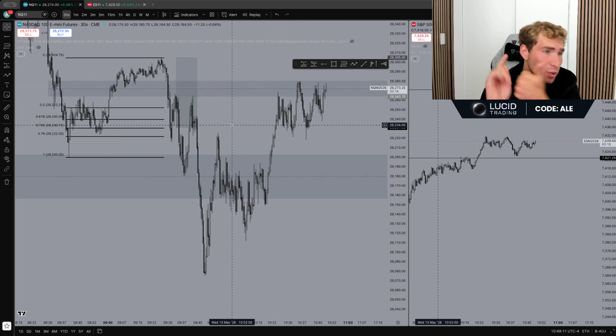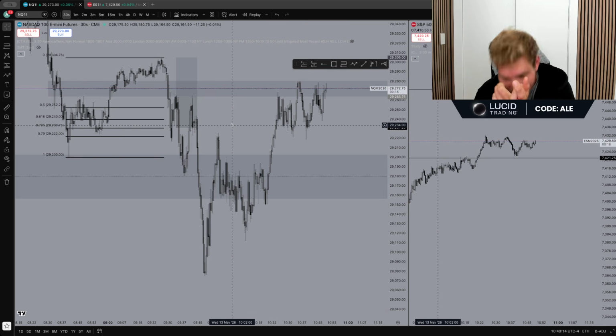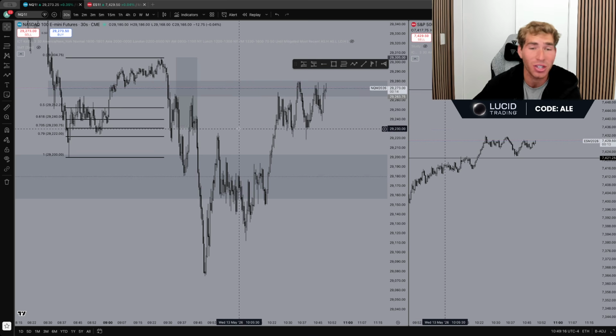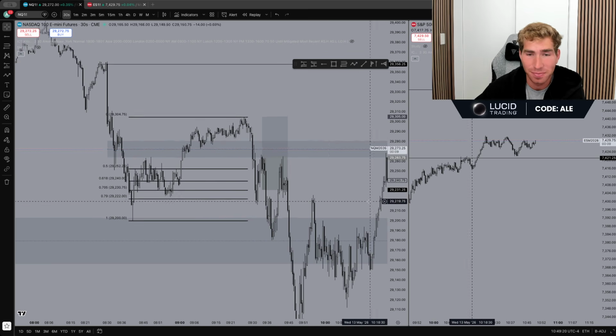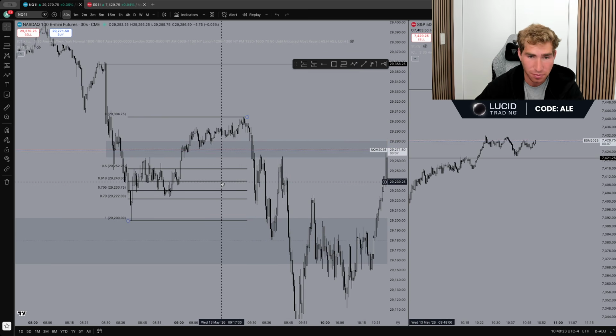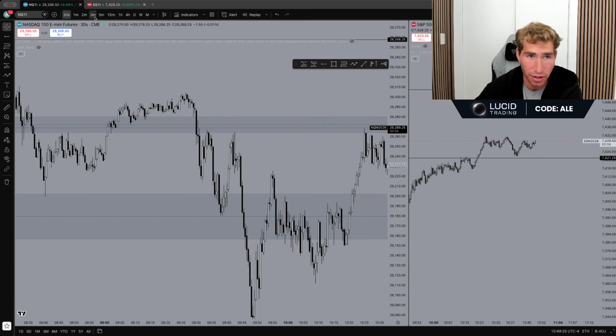Did we tap into a new imbalance? No. Did we tap into a new gap or anything? No. This is such... I can't explain price right now. I cannot explain why price did that. But unnecessary loss here. Or not unnecessary, unfortunate.